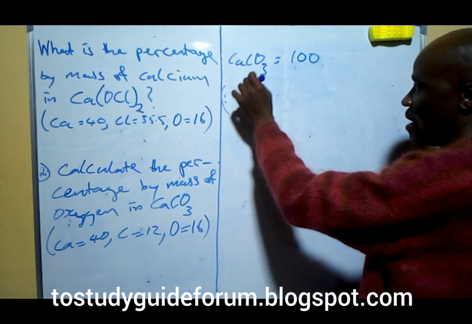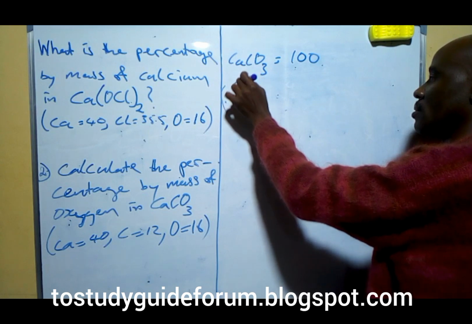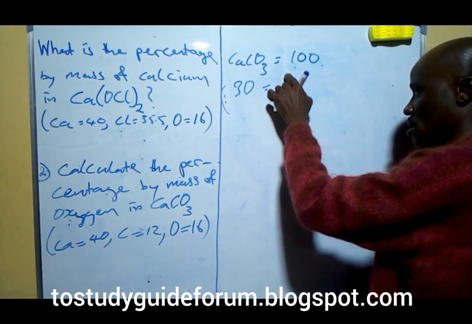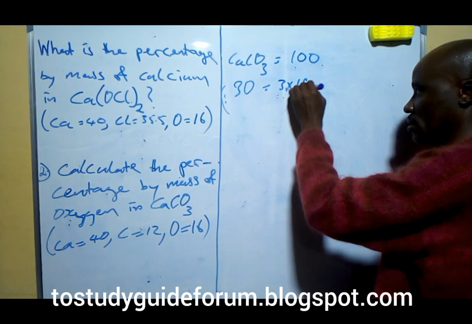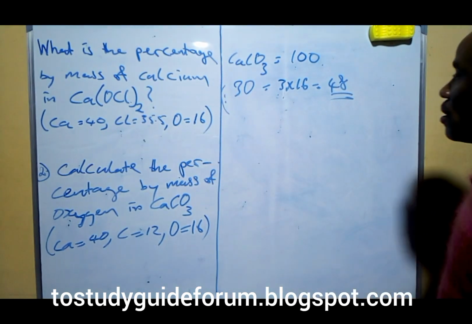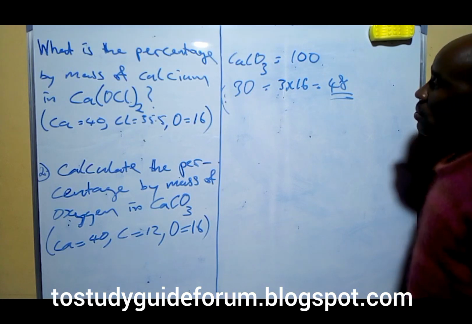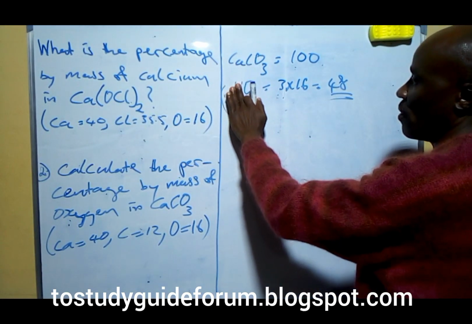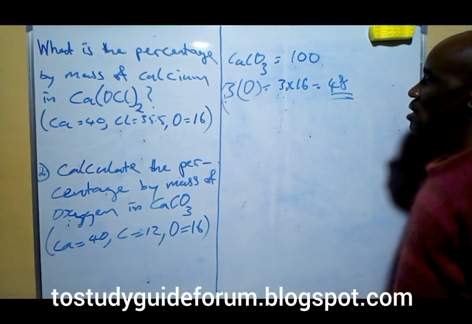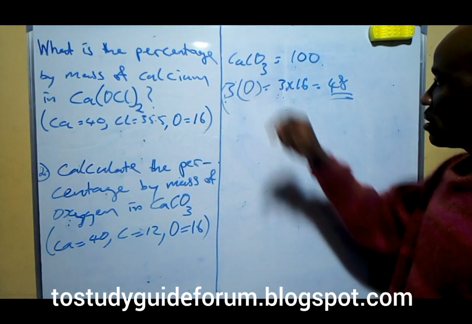So we have oxygen, which is 3 there. That will give us 3 times 16, which is 48. That's for the oxygen we have. Oxygen is 3, and I can put it in brackets. That oxygen is 3 here in this compound.